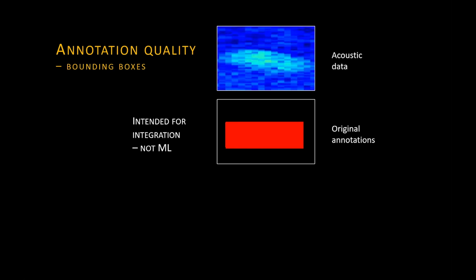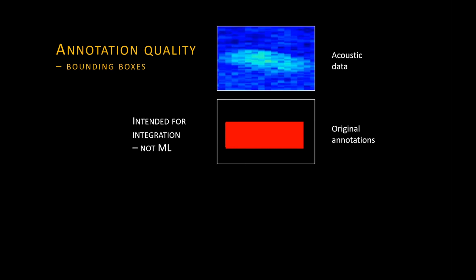Because when you sum up the pixel values in the acoustic data inside this annotation box, you get a value which is proportional to the amount of fish in the school. And if you include some extra pixels outside, which have values very close to 0, it doesn't really affect the estimate.